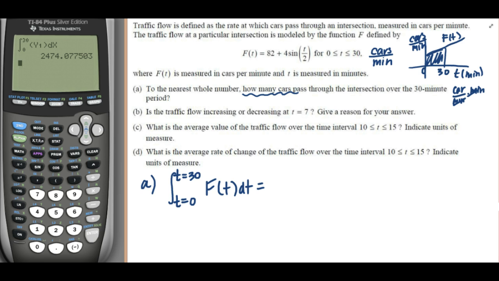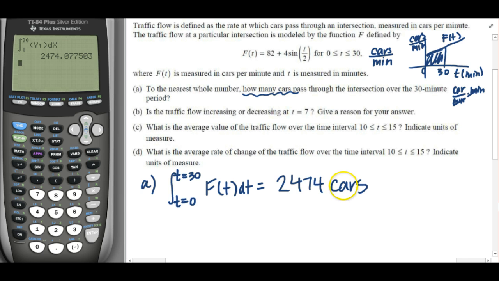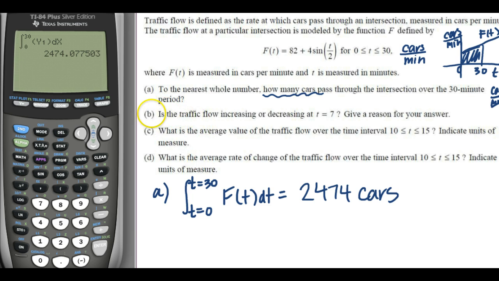We wouldn't want to think of a fraction of a car. So let's fill in our answer: 2,474 cars is our numerical answer. This is what we would need to write in order to obtain full credit on this problem. We'd have to set up the integral, but again, there's no need to write out the whole function, 82 plus 4 sine t over 2. We can just call it what it was named, big F of t. And then we do have to write our numerical answer. Again, we were told to the nearest whole number, so no need to round or truncate to the thousandths place. Alright, so now let's move on to part B.